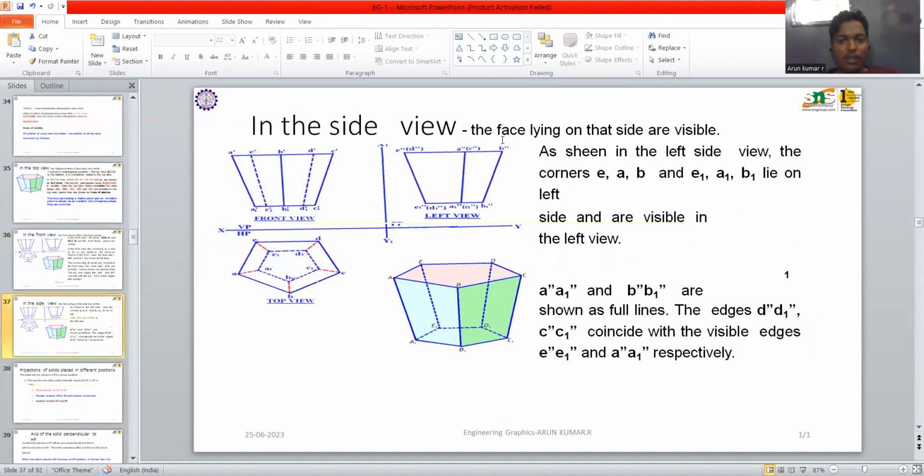In the side view, the parts lying on the left side are visible in the left side view. The corners E, A, B and E1, A1, B1 lying on the left side are visible in the left view. The lines a" a1" and b" b1" are shown in full line. The edges d"d1" and c"c1" coincide with the visible edges e"e1" and a"a1" respectively.